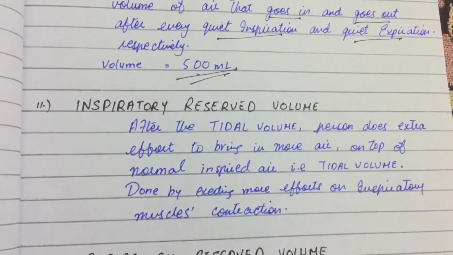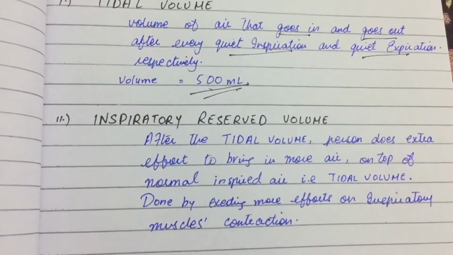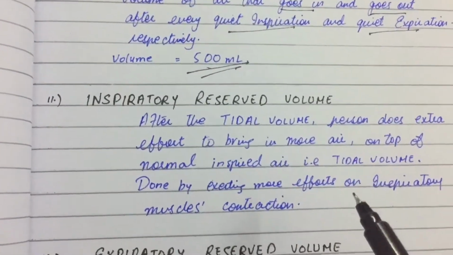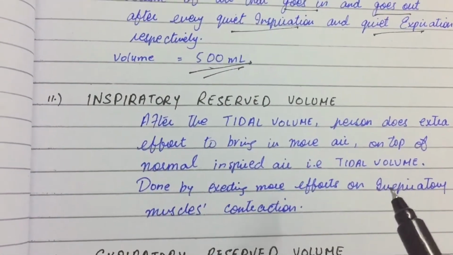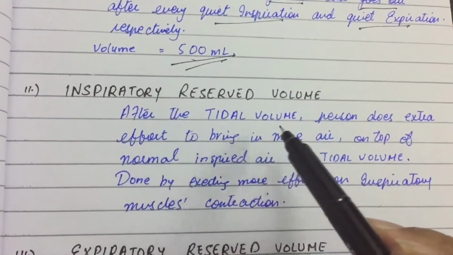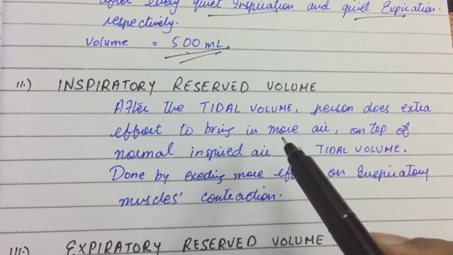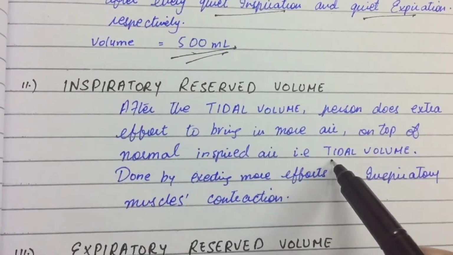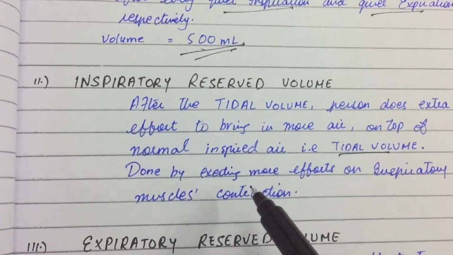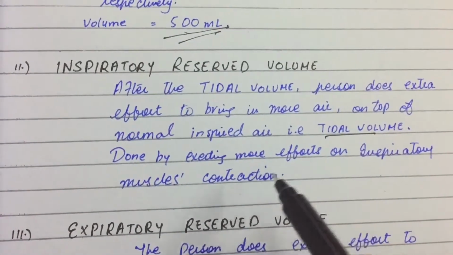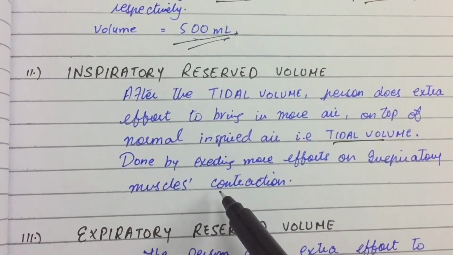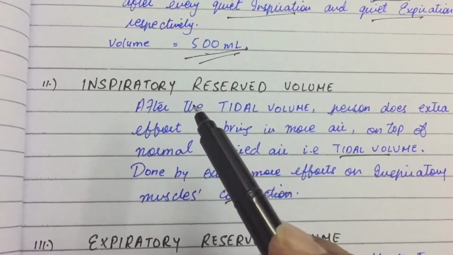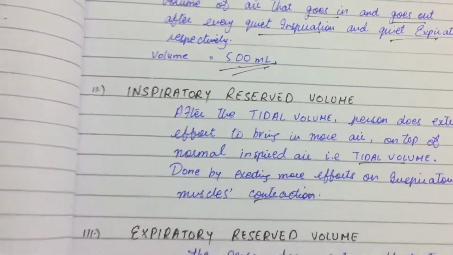Alright, so after we're done with tidal volume, we have the capability of adding more air to the system, and that air is called inspiratory reserve volume. So after the tidal volume, a person does extra effort to bring in more air on top of the normal inspired air. That is tidal volume. It is done by exerting more effort on inspiratory muscles and contracting those muscles. We can bring in more air to the pulmonary system, and it's called inspiratory reserve volume.